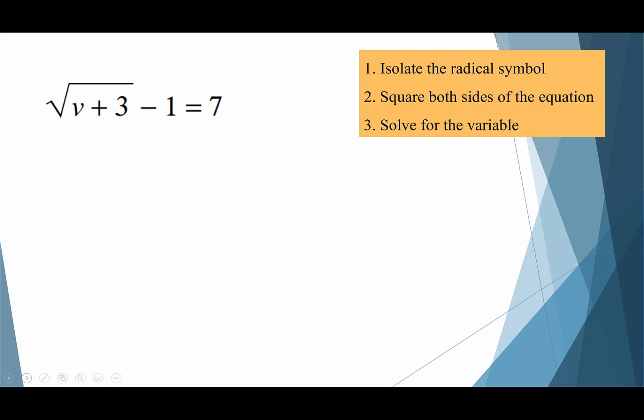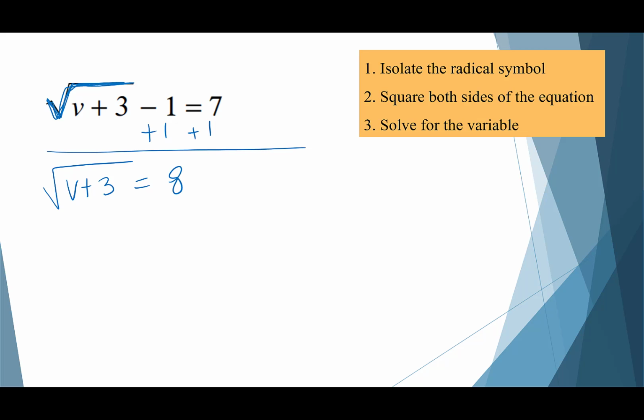Number 1, this word isolate means to take this radical symbol and any number or expression underneath it and isolate. Isolate means to put alone. And so do you see that -1 is not under the radical? And so we're going to add it to both sides. So now we have the square root of v plus 3 equals 8. Now we're ready to square both sides.